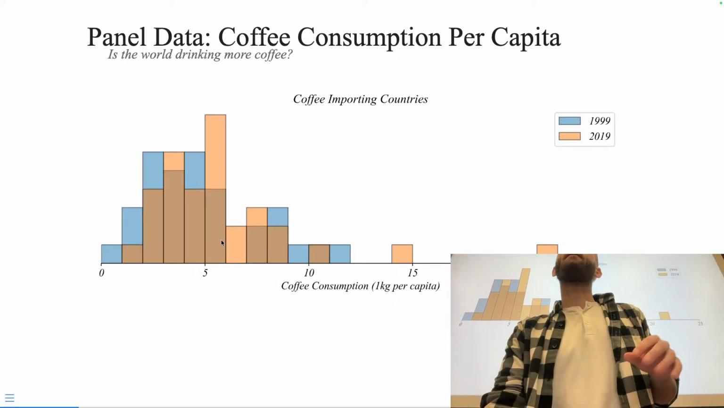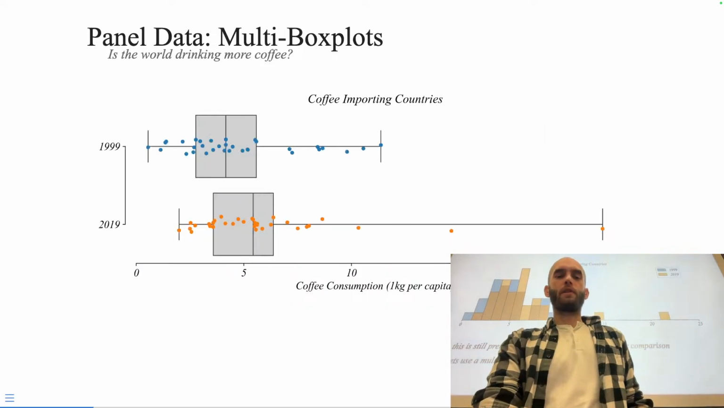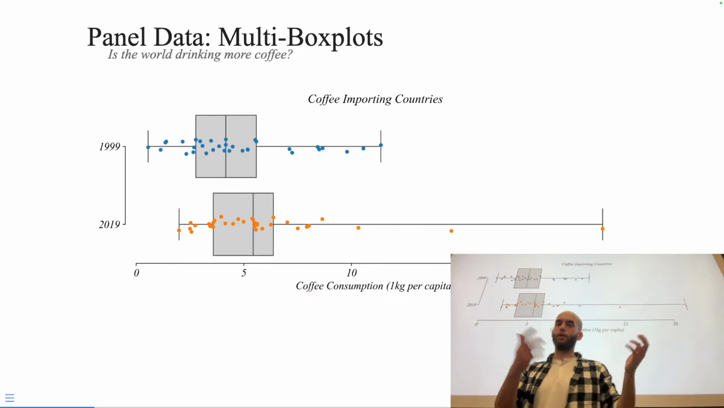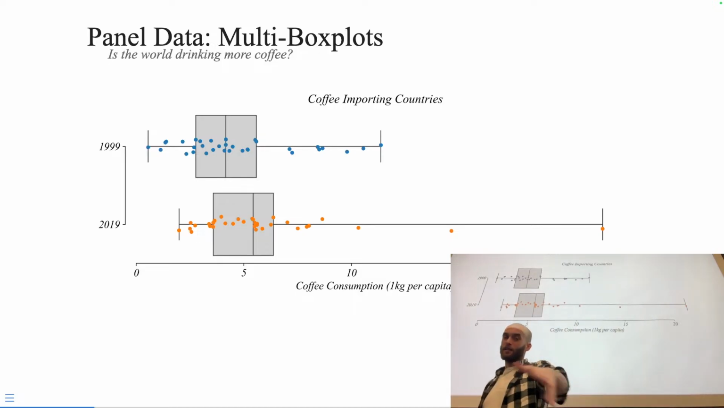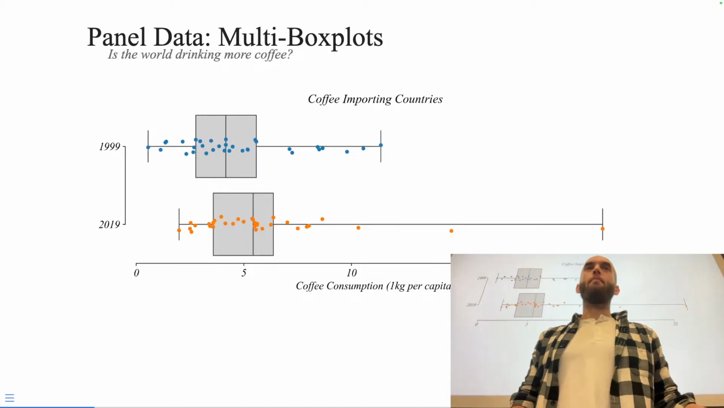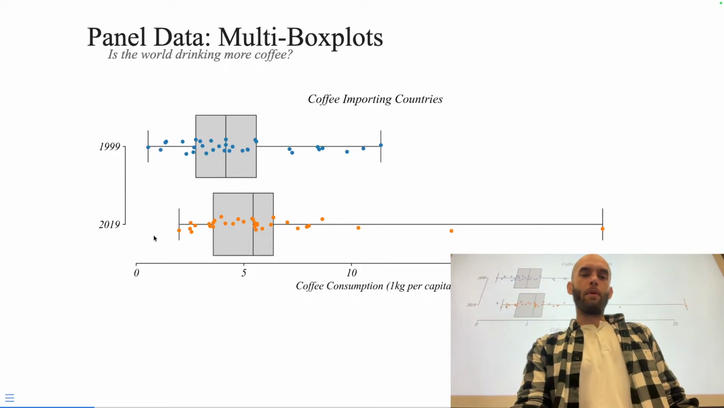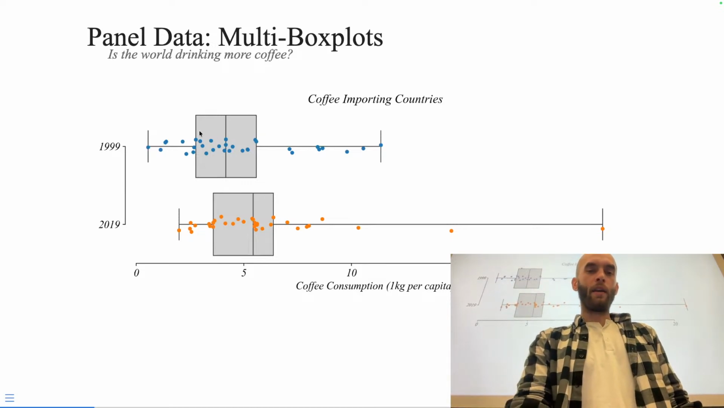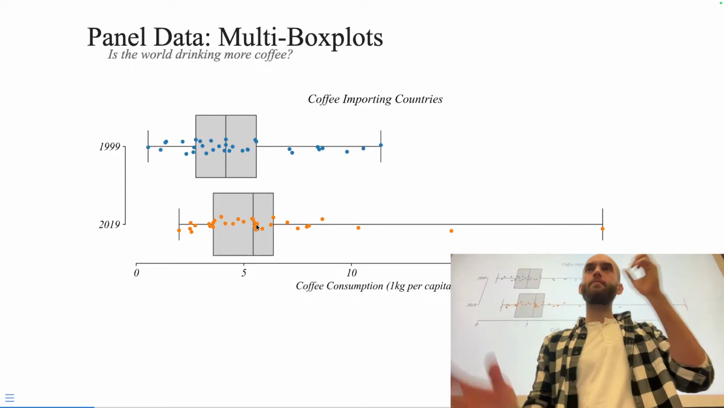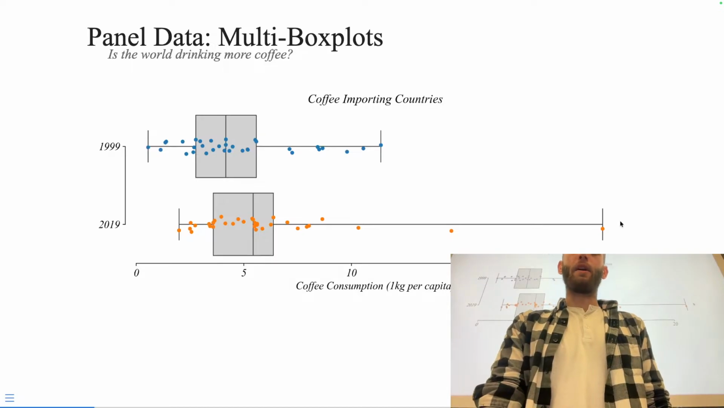So what did we turn to? Multi-box plot. This was another tool we used to make distributional comparisons. And here you can see the distributional comparisons are much easier to understand. The minimums have gone up. The Q1 has gone up. The medians have gone up. The Q3 has gone up, and the maximums have gone up between these 2 years.